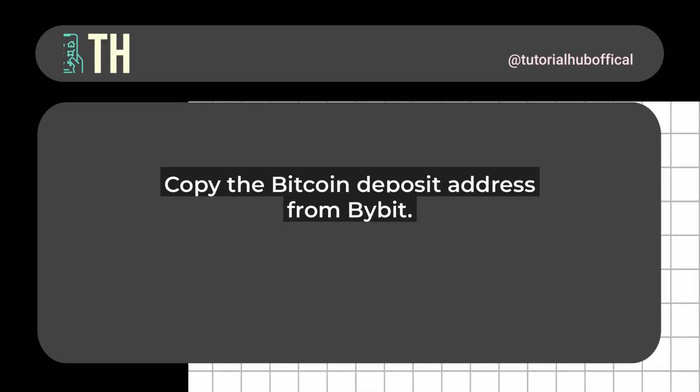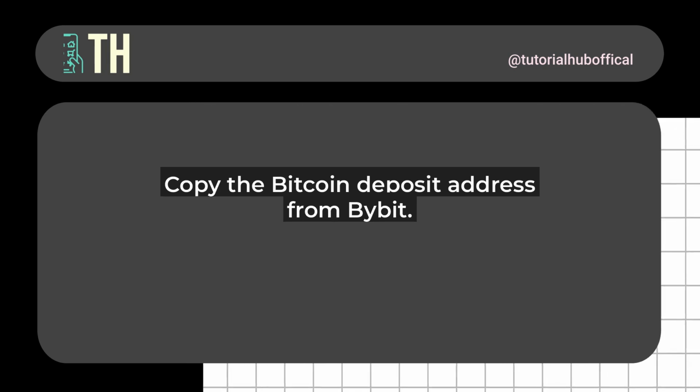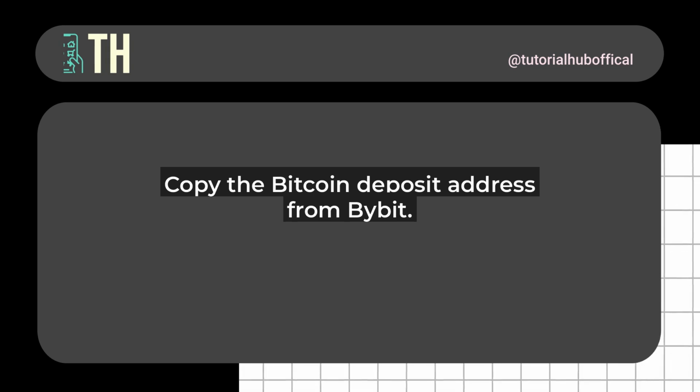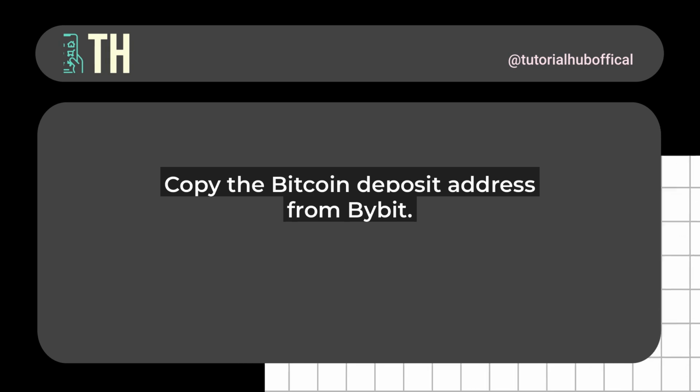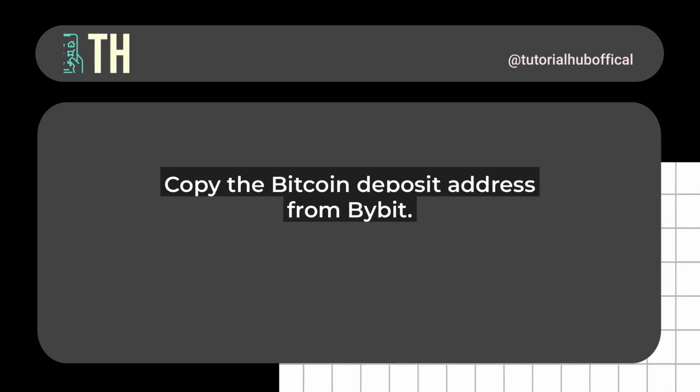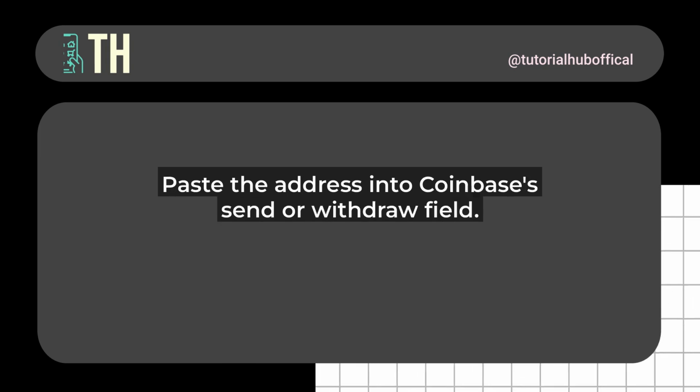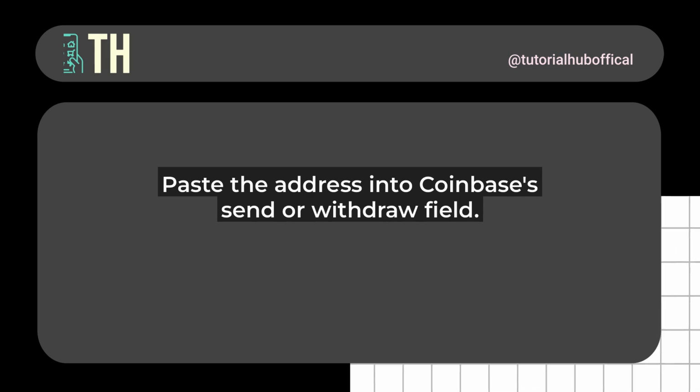Step 2. On Bybit, log in and go to the deposit section. Choose Bitcoin as the cryptocurrency, and make sure you're on the correct network, typically Bitcoin's native network, which is BTC. Copy the deposit address provided by Bybit. It's usually a long string of letters and numbers.